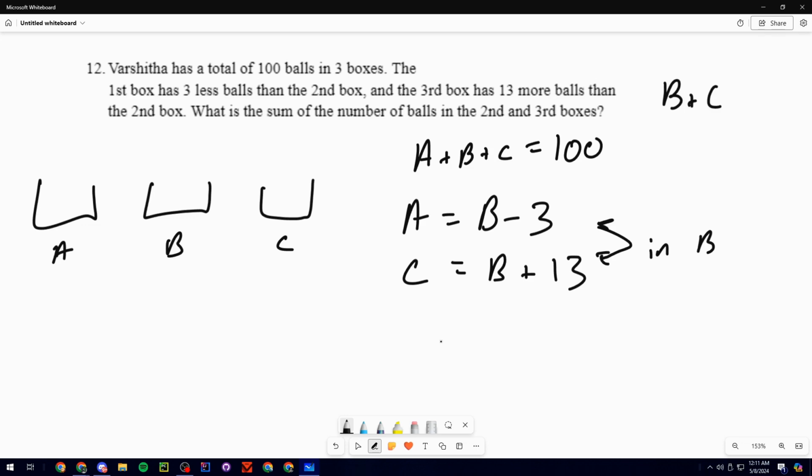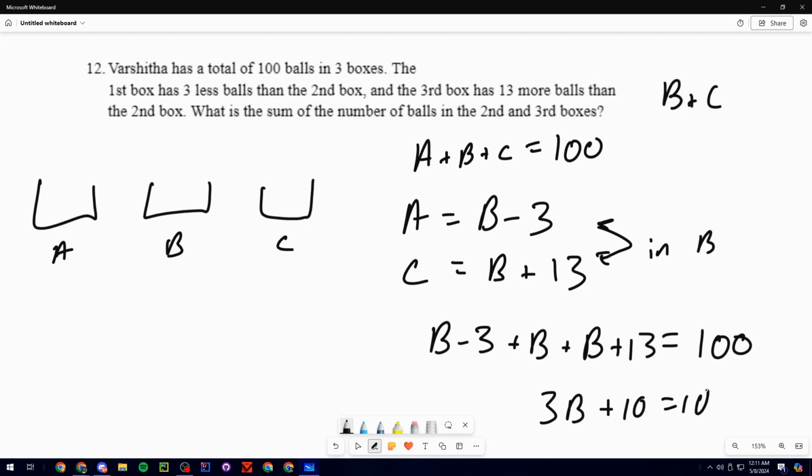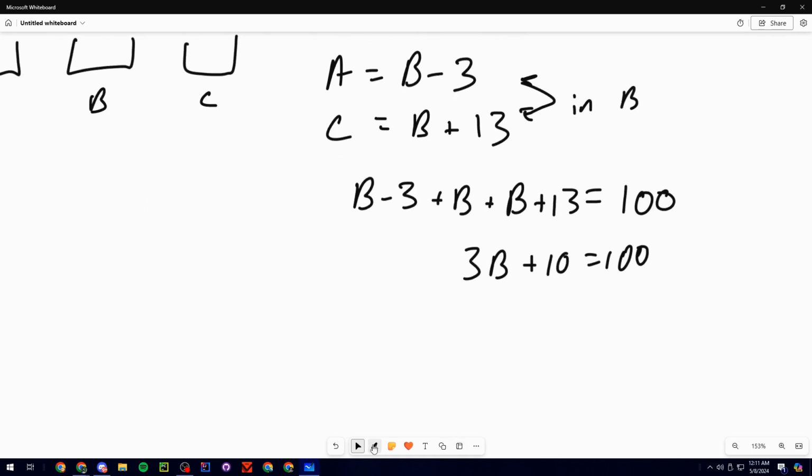So plugging in A and C, I have B minus 3 plus B plus B plus 13 is equal to 100. And this is just 3B plus 10 is equal to 100. From there, it's pretty straightforward to solve for B. You just subtract 10 from both sides, so 3B is equal to 90, and B is equal to 30.